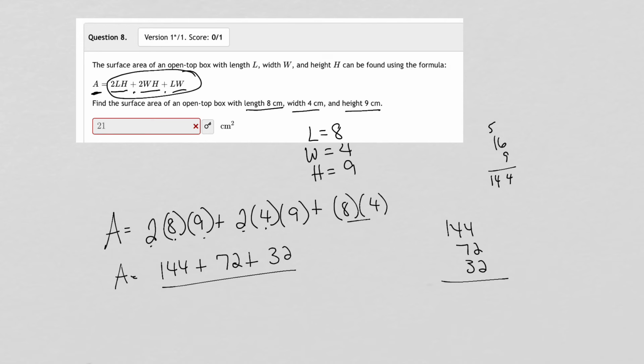I'm not using a calculator, so I really hope I'm not making any errors. I'll double check before I send you the video. So 4 plus 2 is 6, 6 plus 2 is 8, 4 and 7 is 11, 11 and 3 is 14. So I get a surface area of 248. What are we dealing with? Oh, centimeters squared. They've already put that on there. So 248 is what I get on this one, and like I said, I'll double check my math before I send it to you.